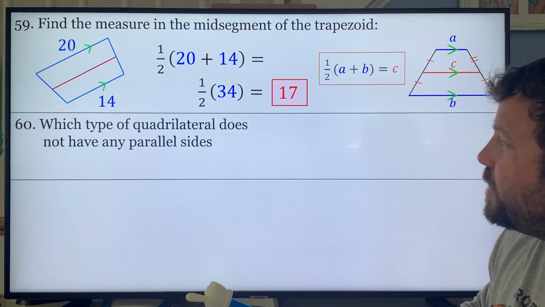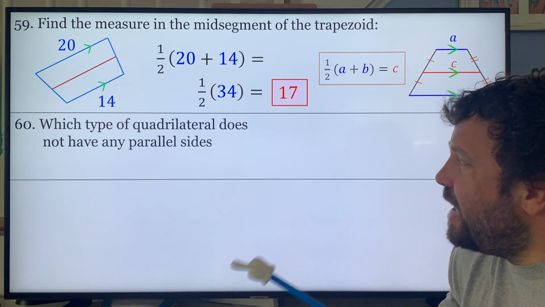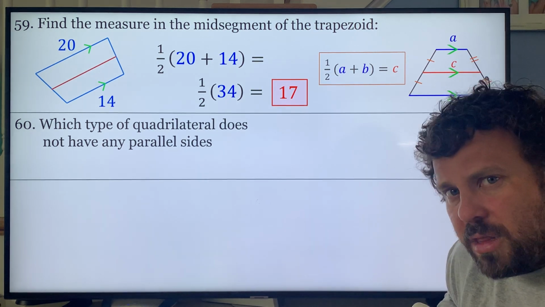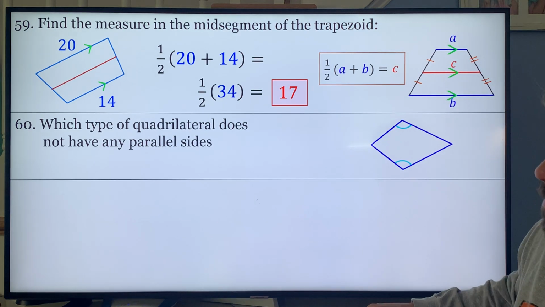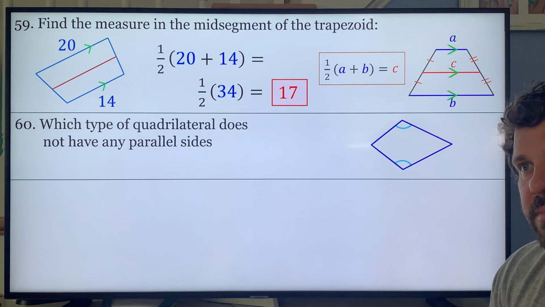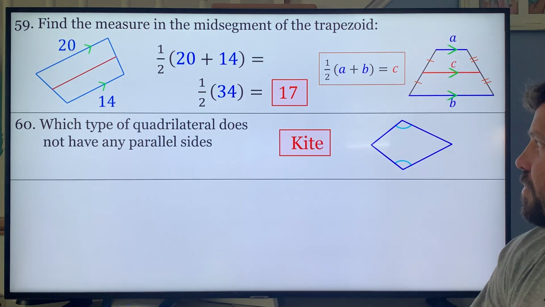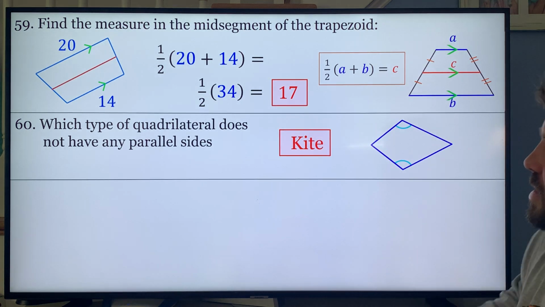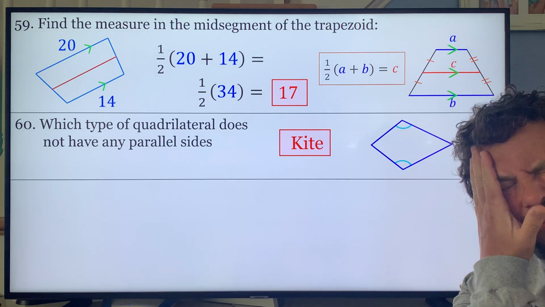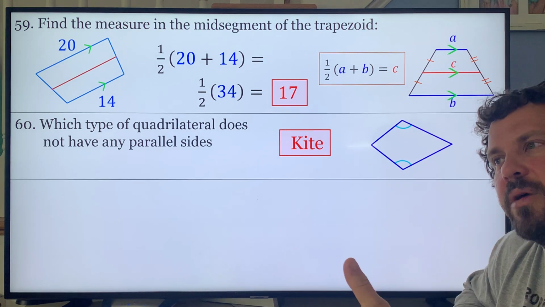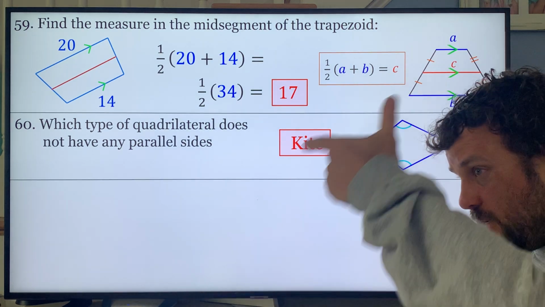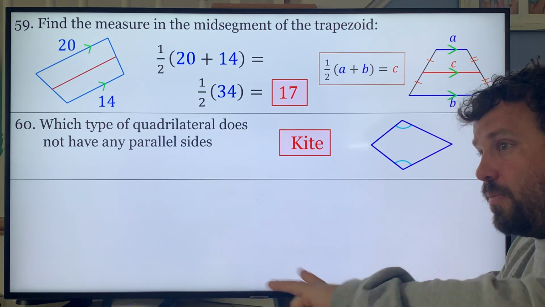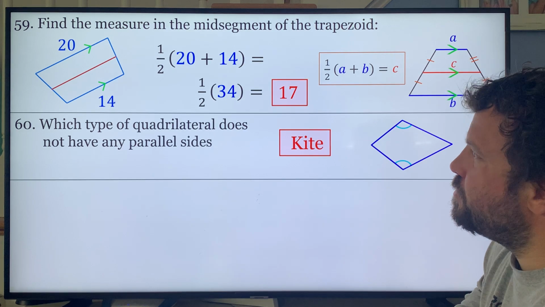All right. What type of quadrilateral does not have any parallel sides? Do you know what it is? I'll give you a hint. It's windy, fly it. It's a kite. Kite's the only one that doesn't have parallel sides. Trapezoid has at least one pair. Every other type, rectangle, rhombus, parallelogram, square, all have 2 pairs.